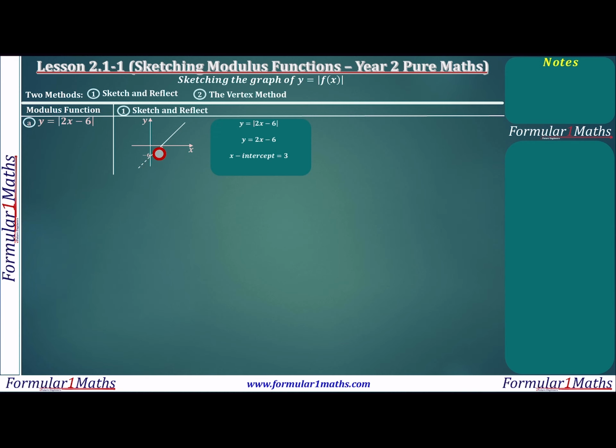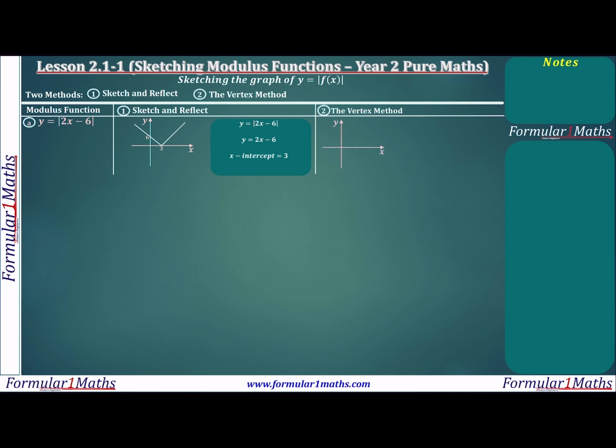So we're going to reflect this part of the curve in the x-axis, and that means this point here will be over there, and so the y-intercept of the sketch will be +6. So if I reflect it, I'll get this, and that is the sketch required for this modulus function. Now the vertex method for this same function, and that's my preferred method.